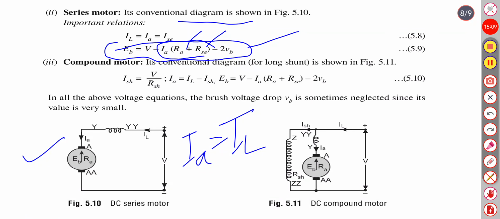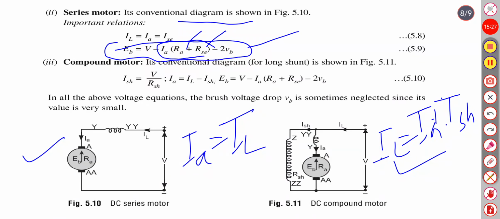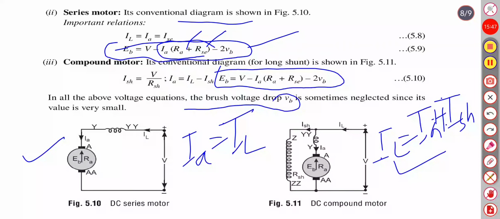In the case of a compound motor, this is the circuit diagram. Here IL is equal to Ia plus Ish. So in this case, the back EMF formula will be like this for the compound motor: Ra plus Rac and 2 Vb. In all the above equations, the brush voltage drop Vb is sometimes neglected since its value is very small.